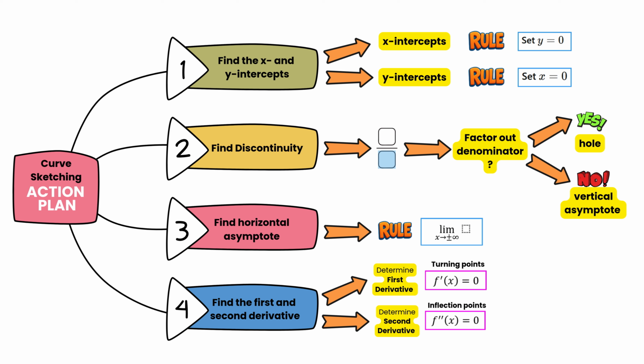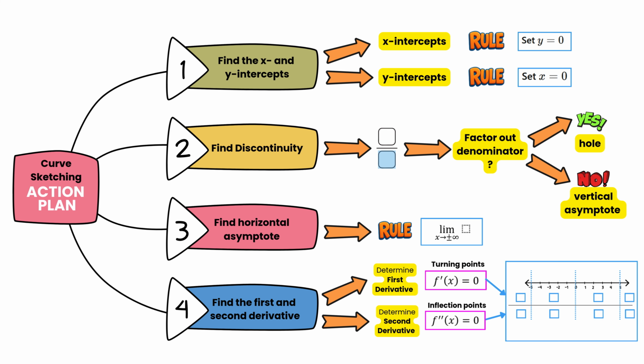When I set the second derivative equal to 0, it gave me the x values of the inflection points, which are the places where the function switches from a smile to a frown, or from a frown to a smile. To find the y values, I just plugged the x values into the original function. After that, we used both derivatives to build a derivative number line, which helped us figure out the shape of each section of the function.